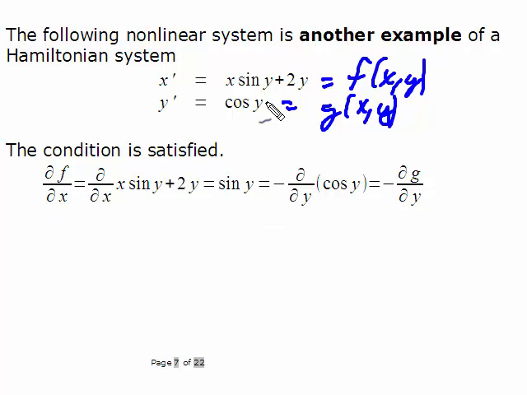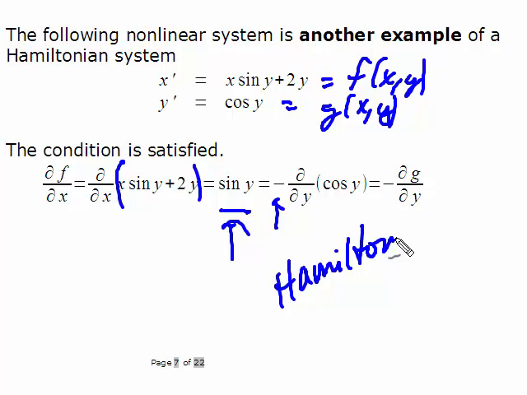Okay, so I take the partial of f with respect to x. I'm sorry, here's f, and I get sine y. Now if I go in the other direction, I take the partial of cosine y with respect to y. I'll get negative sine y, but there's a negative sign here, so it ends up being sine y. They're equal, therefore this system is Hamiltonian. And now we'll look at one that is not Hamiltonian.